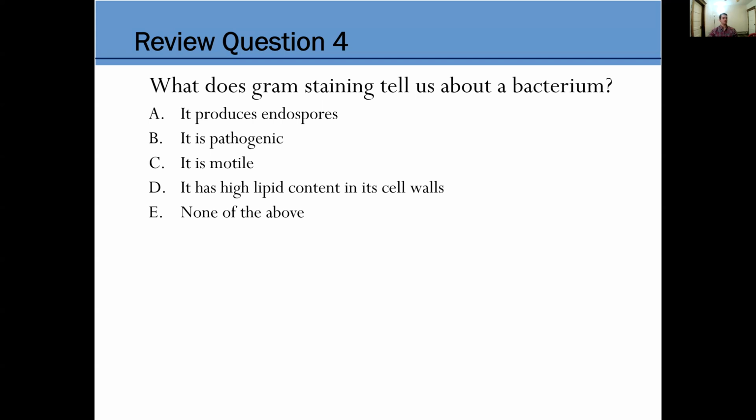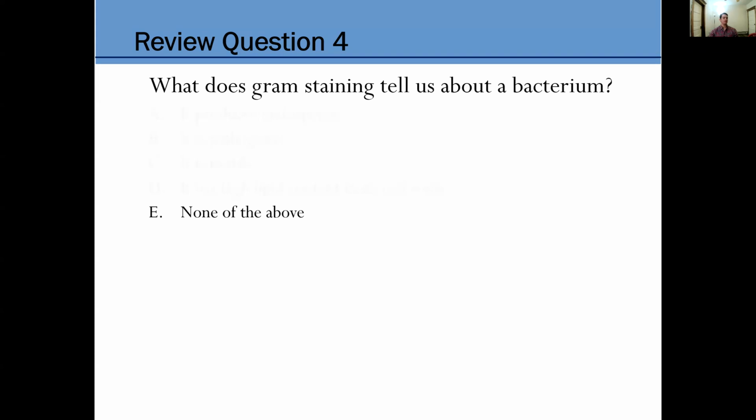Okay, and the answer for this one is none of the above. Remember that gram-positive cells have a thick layer of peptidoglycan in the cell wall that retains the primary stain of crystal violet. And the gram-negative cells have a thinner peptidoglycan layer that allows the crystal violet to wash out and thus not retain the stain. So what the stain tells us about the bacterium is what type of cell wall structure it has and what is the chemical makeup of its cell wall, to an extent.